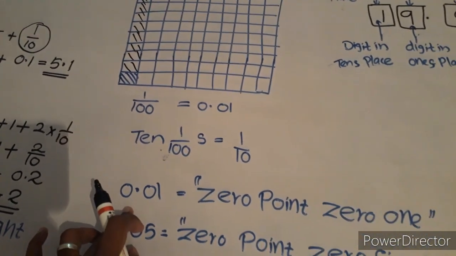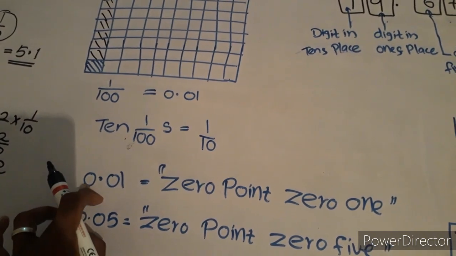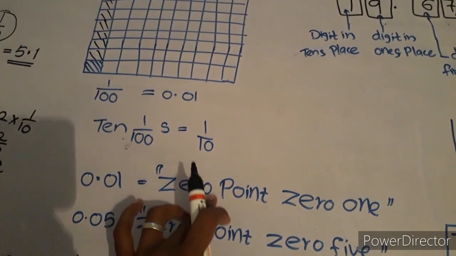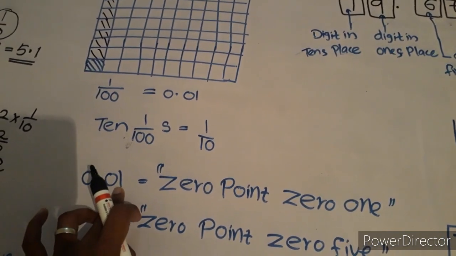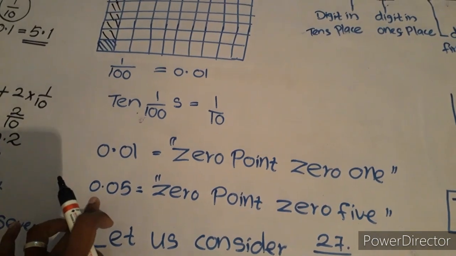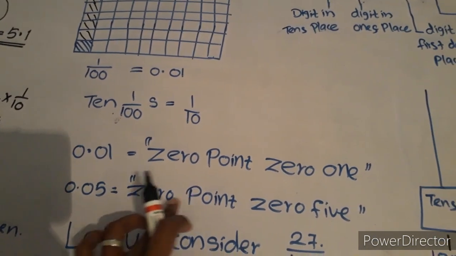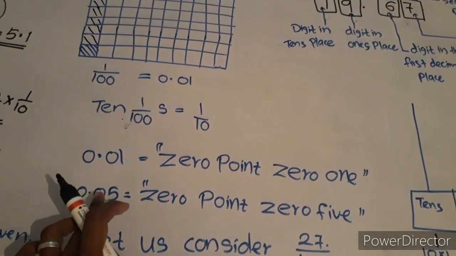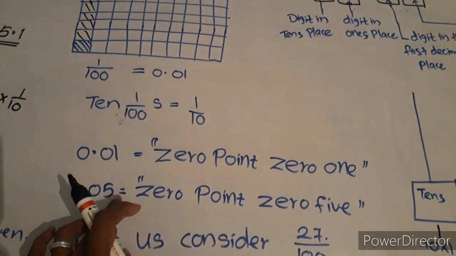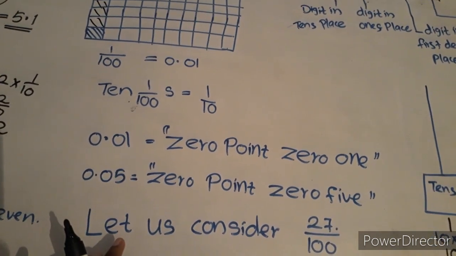So how can we read it in words? 0.01. This one, 0.05. This is the way that we can write it in words, 0.05.